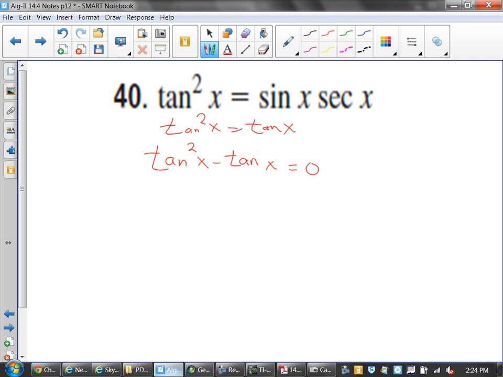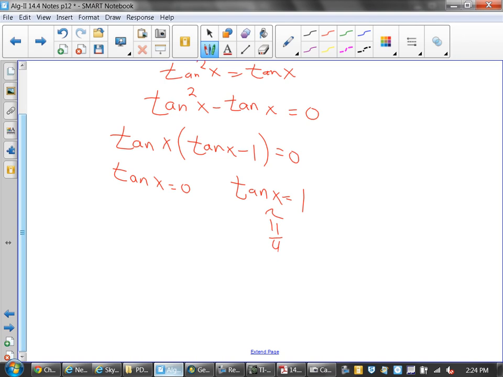What do they have in common? Tangent. So where is tangent equal to 0? And where is tangent equal to 1? When it's equal to 1, it was where? At pi over 4. Now, if it's at pi over 4, where else is tangent positive? So what's the third quadrant solution for that?